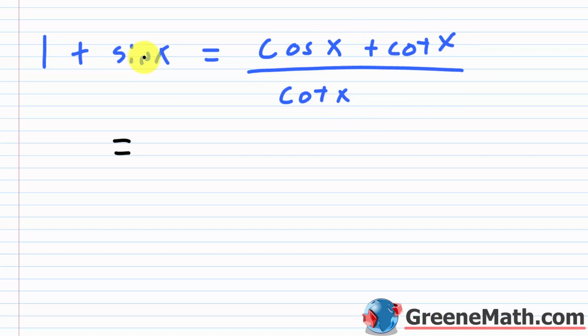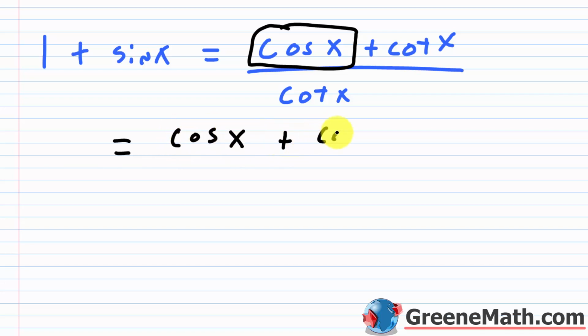So the first thing I'm going to do is write things in terms of sine and cosine. So I have cosine here, and I'm not going to touch that. But cotangent of x, if you think about the reciprocal identities, is cosine of x over sine of x. So I'm going to start by saying I have cosine of x plus cosine of x over sine of x.